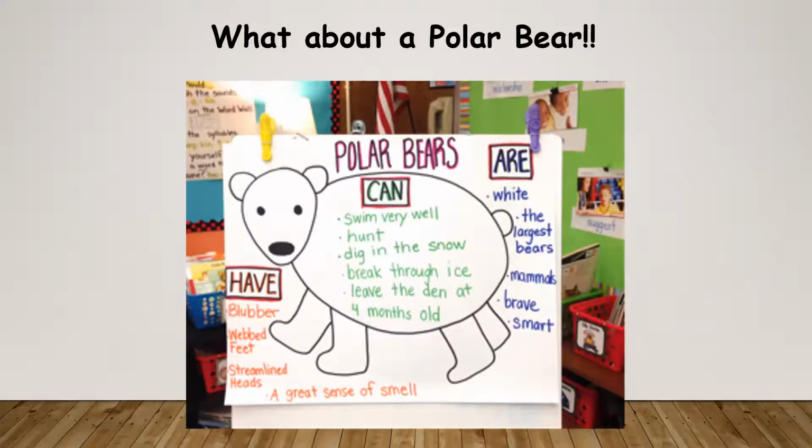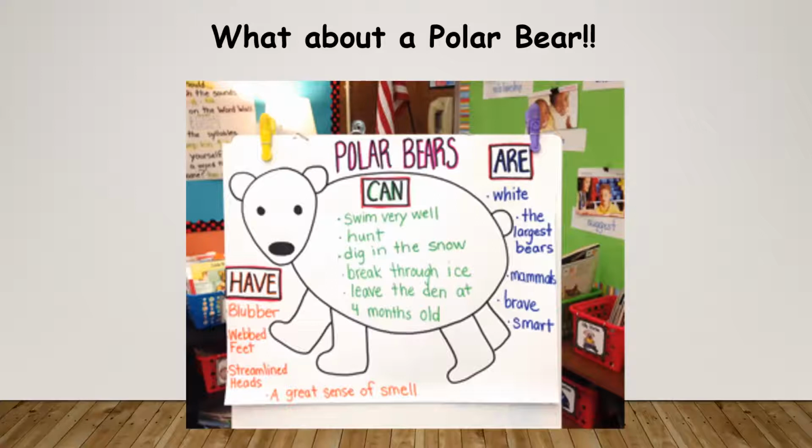Hold on just a second here. Let me move this. So look at the "have" and the "are." That kind of covers the functional area of a living organism, the adaptation. They have blubber, webbed feet, streamlined heads, a great sense of smell. That's what they have. That's how they are made. Look over to the right. They are also white. They are very large mammals, brave and smart.